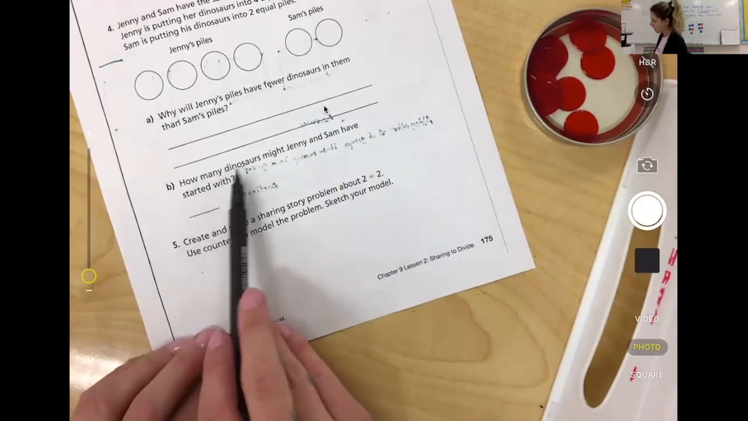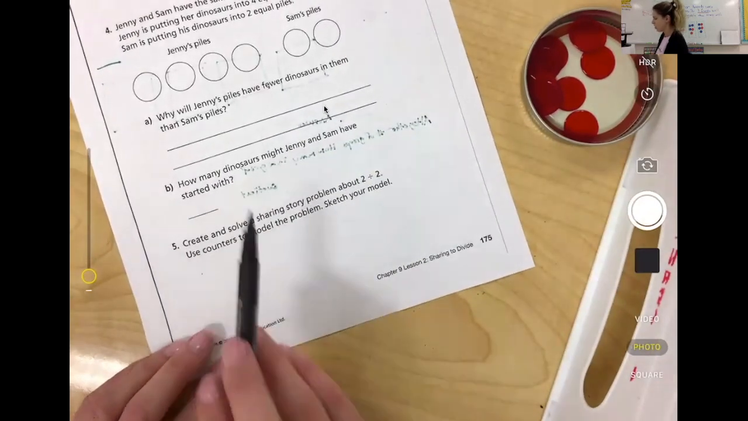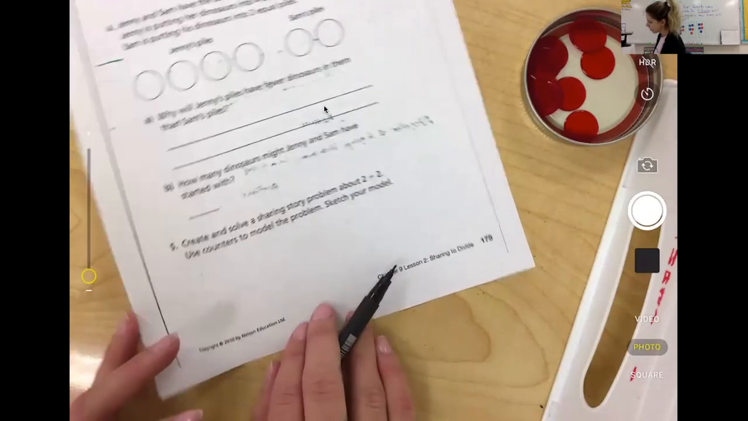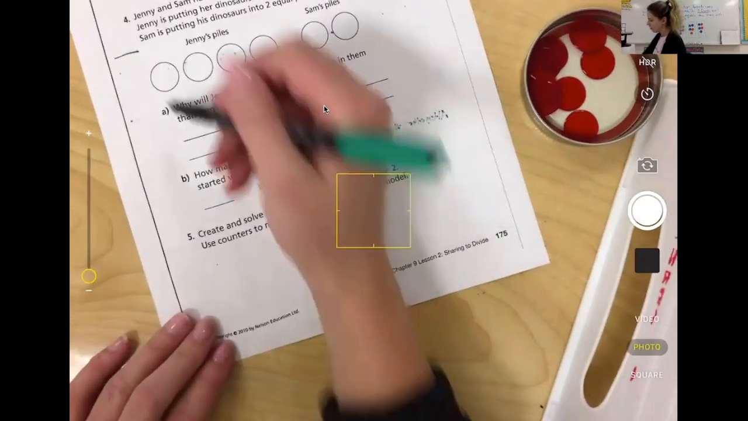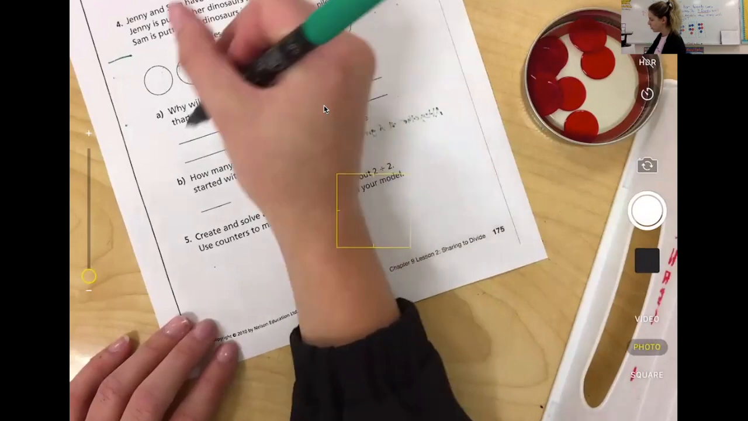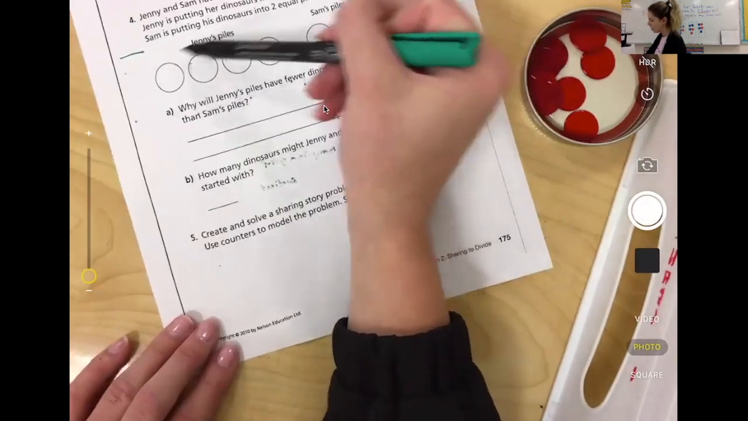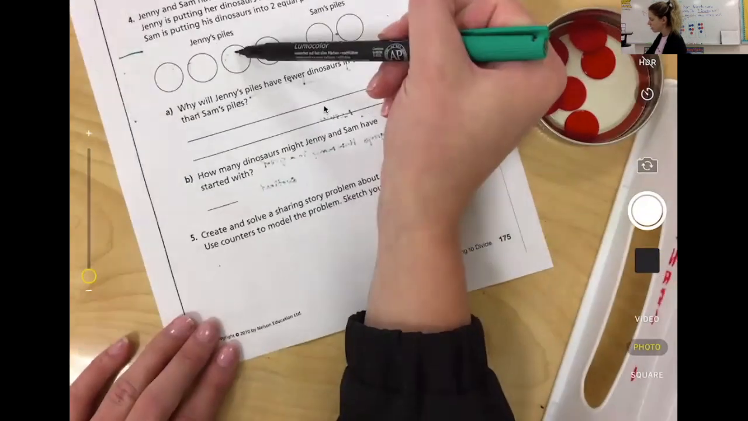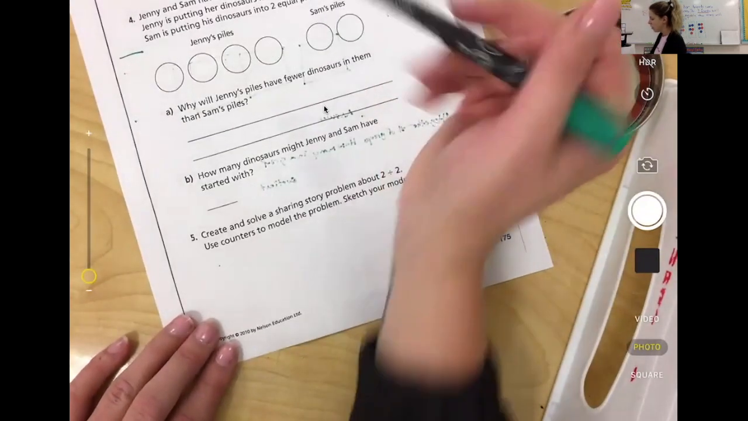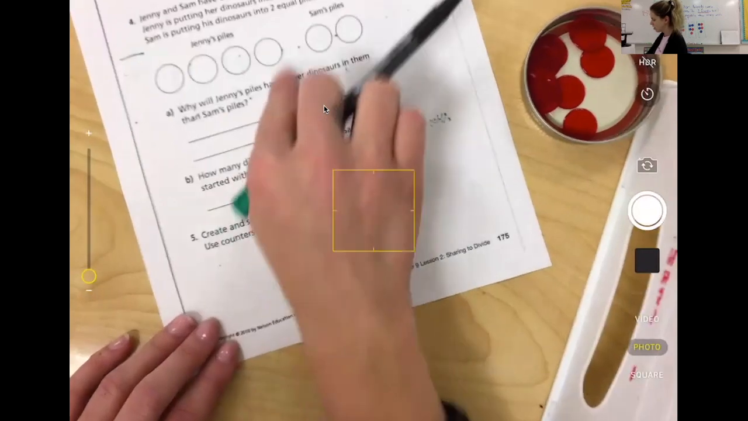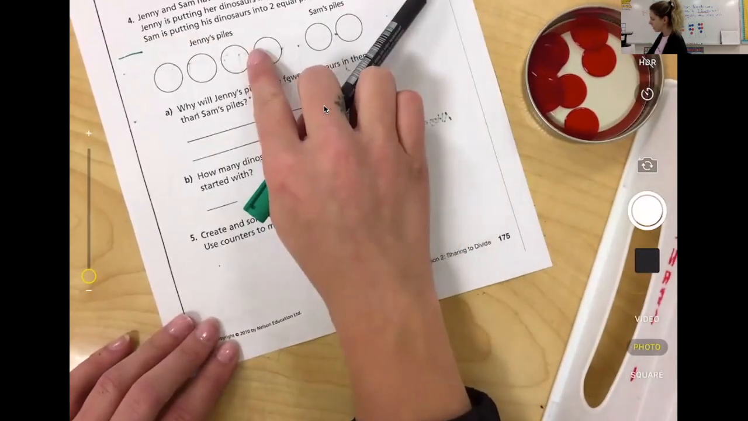Oh, and then how many dinosaurs might Jenny and Sam have started with? So that's asking you to find this number that I said before. This question is only asking why do Jenny's piles have less dinosaurs in them than Sam's piles? When we're spreading these out, why do less go in here than here? Let's do a quick example of this.